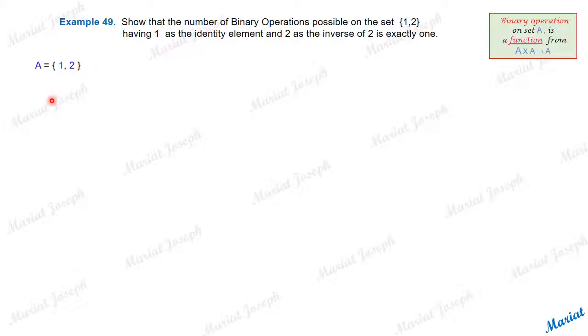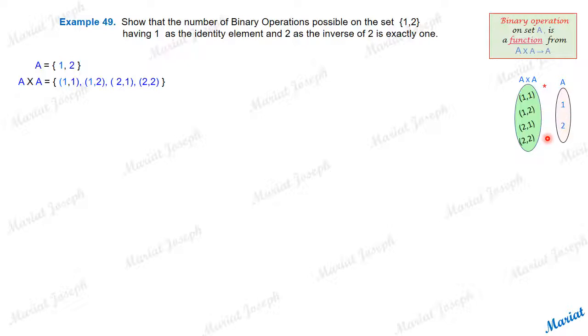Now, since we want to define a binary operation, we have to first have A cross A, the Cartesian product of A. Set of ordered pairs (1, 1), (1, 2), (2, 1), (2, 2). Now, a binary operation will be a function from A cross A to A. We're going to define the various functions. The domain has these 4 elements, these 4 ordered pairs. Now, altogether, how many possible binary operations are there?